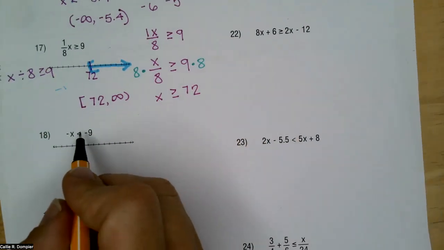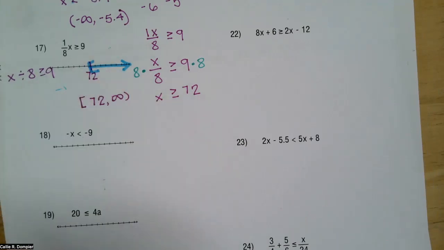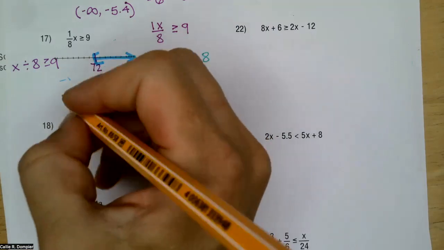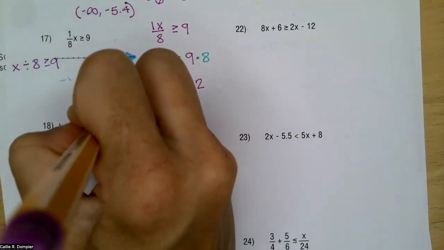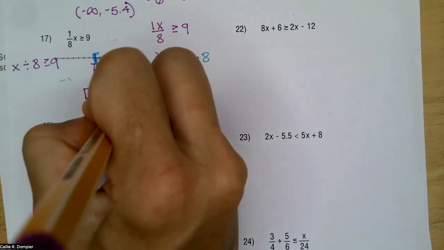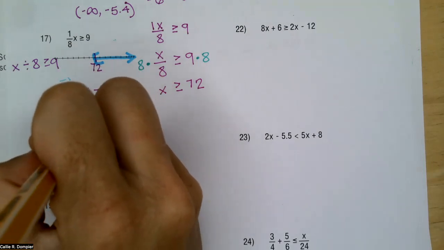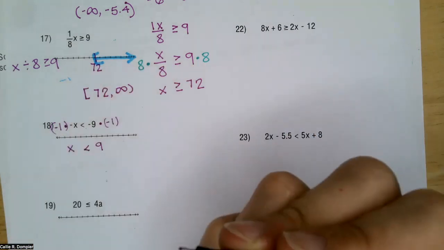Negative x is less than negative 9. You're welcome to put this into Desmos and see what they give you, okay? Just don't forget the negatives. Negative x divided by negative 9. I don't want it to be negative, so I'm going to multiply it by negative 1. Anything I do to that side, I have to do to this side. Negative x times a negative 1 is just x is less than positive 9.